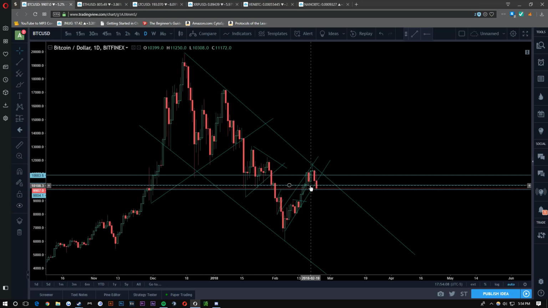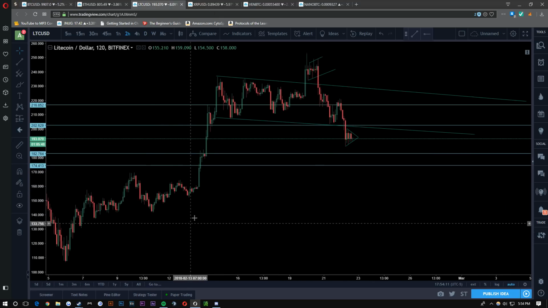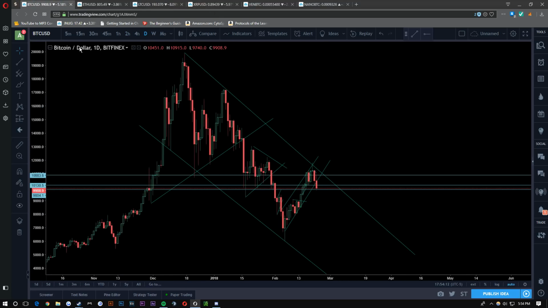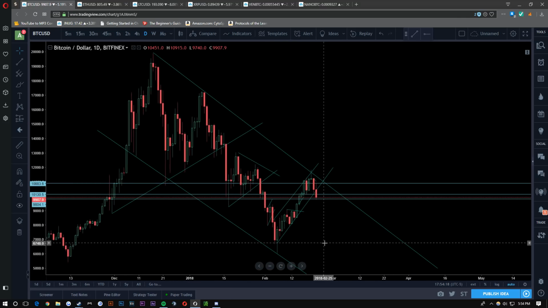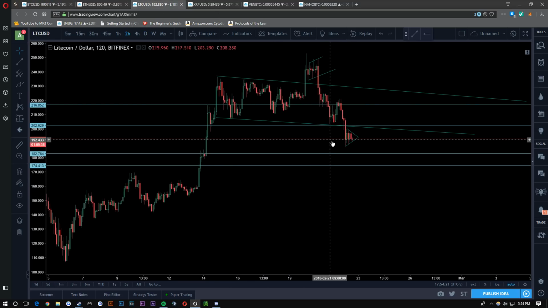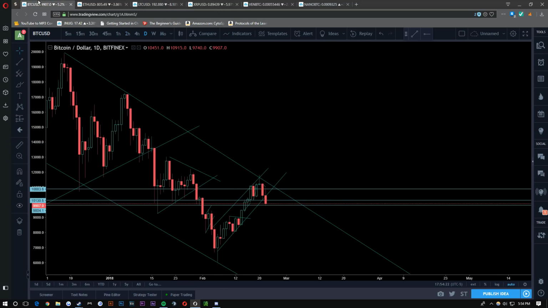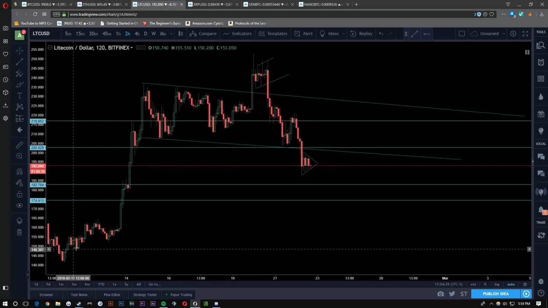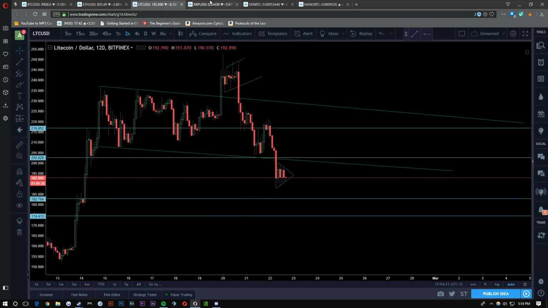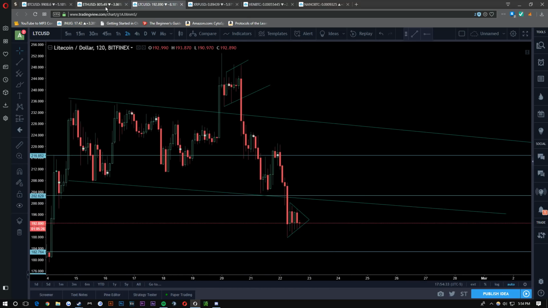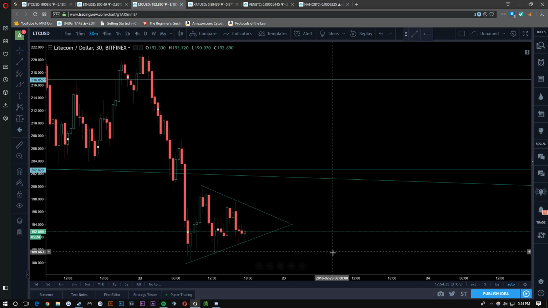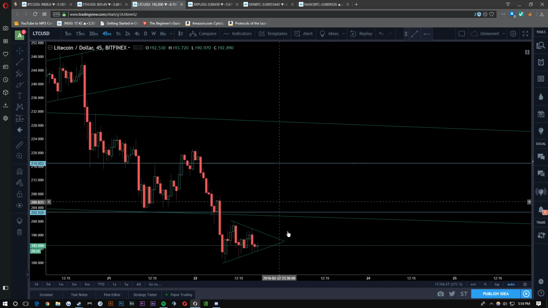174.4, then last time we were at that level was, let's see, the 13th. Where's the 13th? Yeah, the 13th was down here, so it would make sense to go down there if we break that support, because on the 13th we were down here. So just looking at the past can give you a lot of clues.